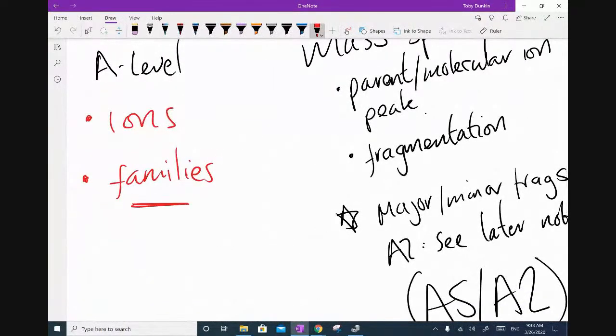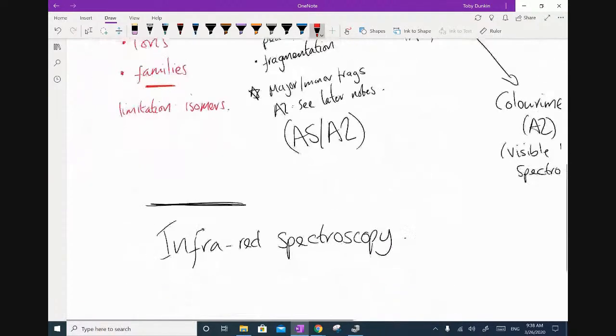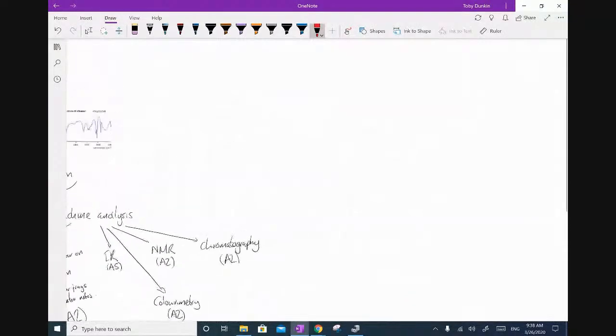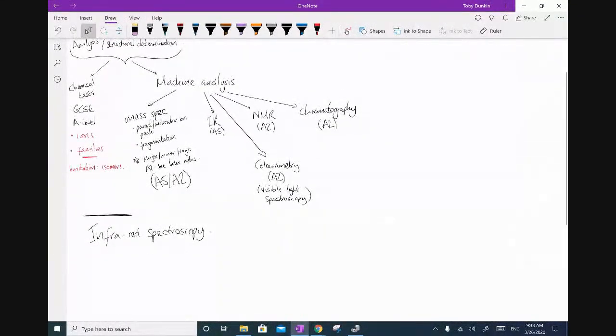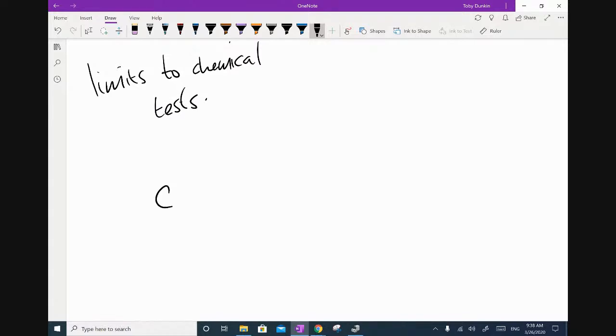I think what you'd all agree is there's a problem with this. There's limitations to chemical analysis. The limitation is things like isomers. That's a problem for chemical analysis. Just to show you an example of this, I'm trying to zoom in and give myself some space. I'll move up a bit. There we go. Found a bit of space. So, limits to chemical tests. Well, if we look at something like, let's choose a secondary alcohol.